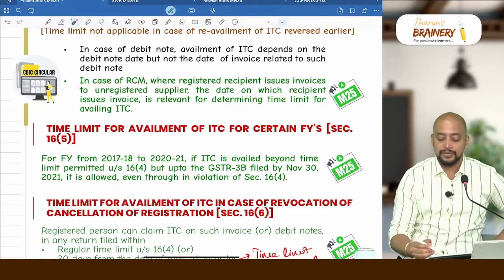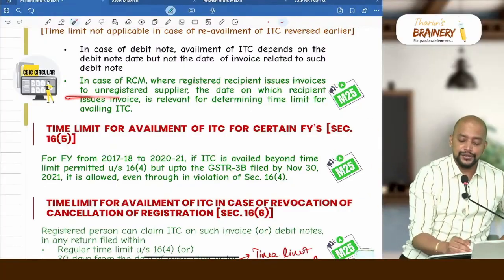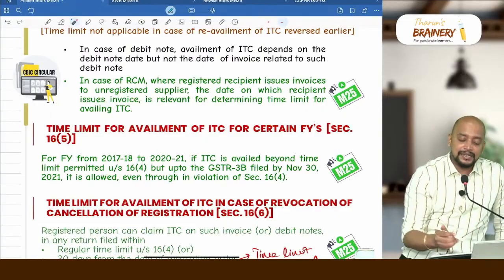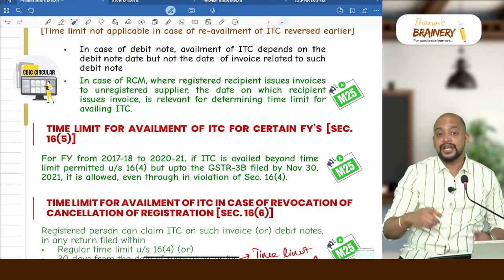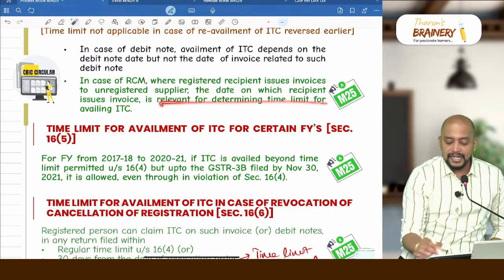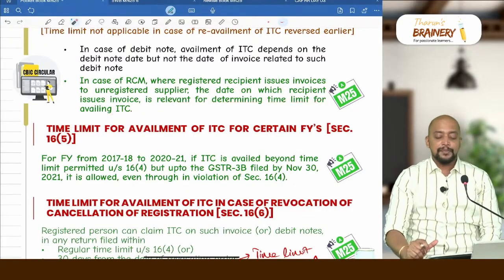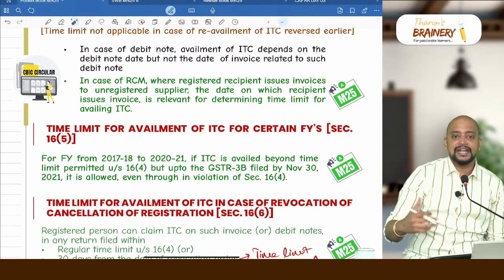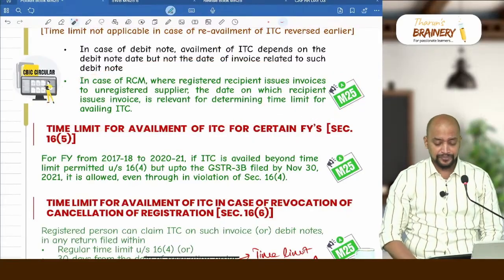For that reason they gave a clarification. In case of RCM, where the registered recipient issues an invoice to an unregistered supplier, generally who will give an invoice to whom? Supplier to recipient, but here the supplier is unregistered and the recipient is registered. The date on which the recipient issues the invoice is relevant for determining the time limit for availment of ITC, but not the date on which the supply is made. So now this is the amendment, which you need to keep in mind.